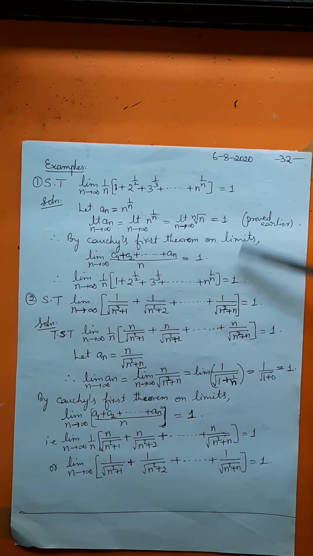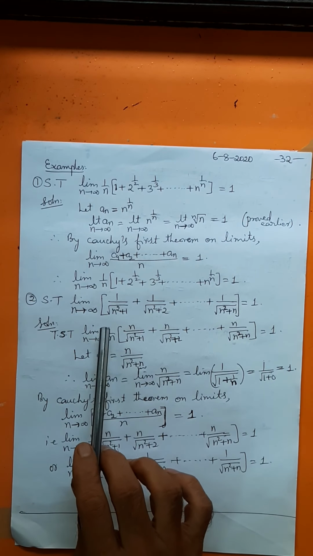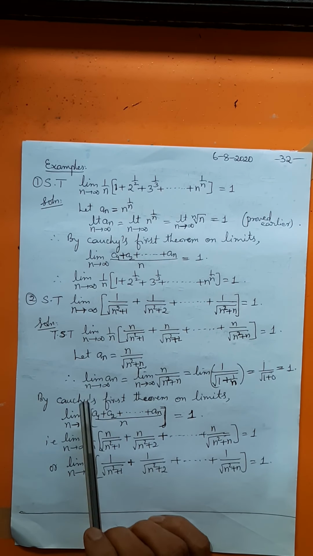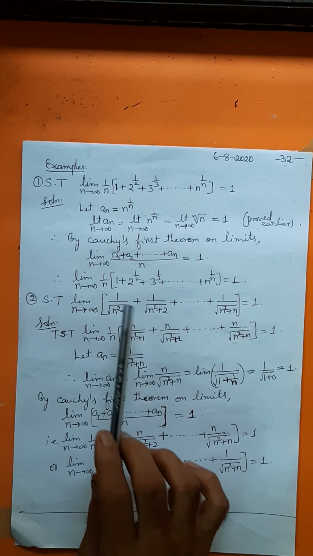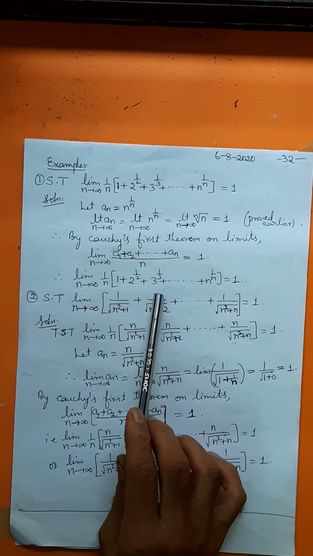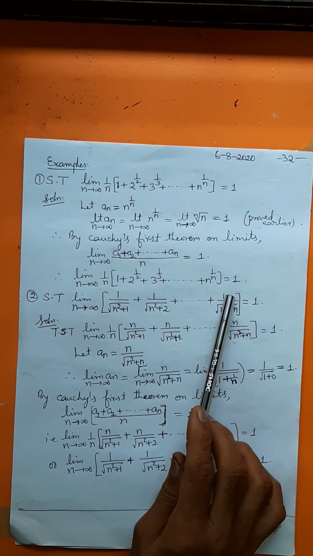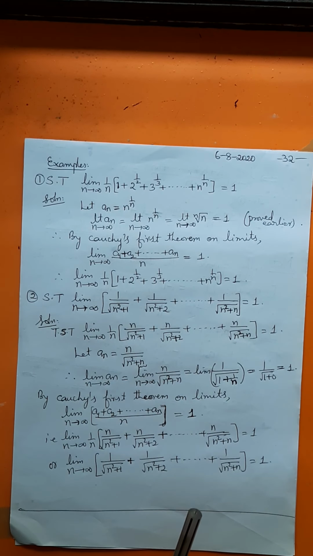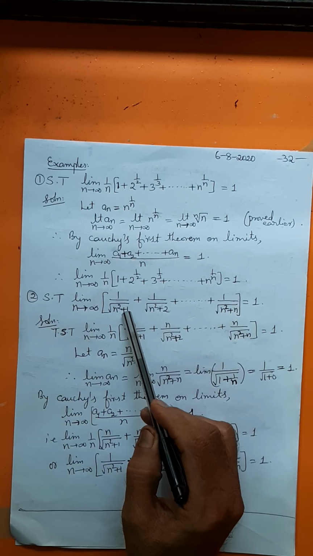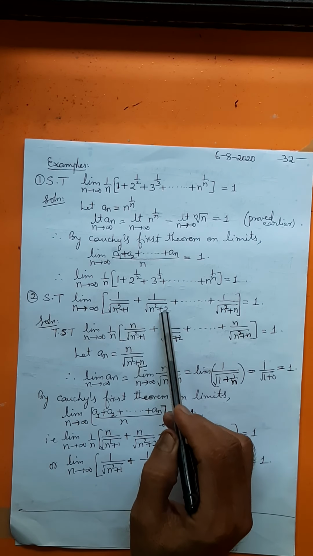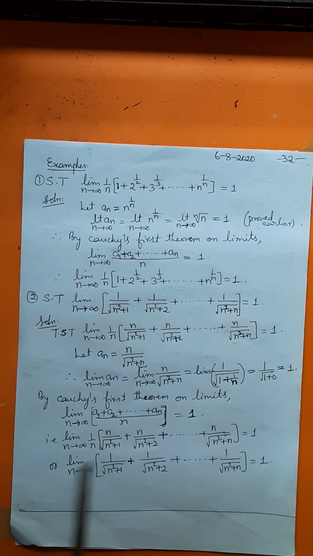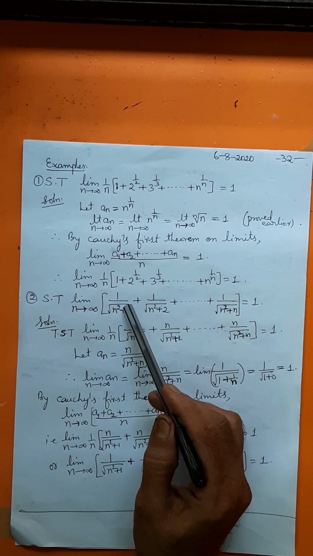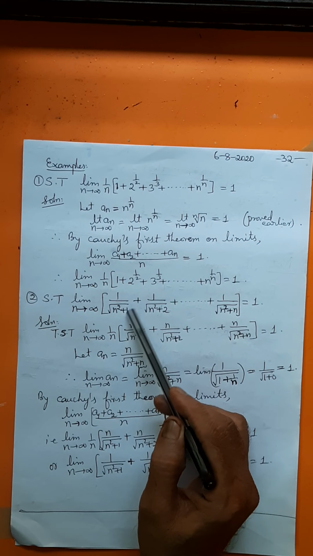Small problem but important. Even here, the second question: you multiply and divide by n here. It is 1 by root of n square plus 1, 1 by root of n square plus 2, etc., 1 by root of n square plus n. What you need to watch here is that only the second term is changing. Inside the root, the second term changes: this is 1, this is 2, 3, and here n. So the variation is only in the second term.